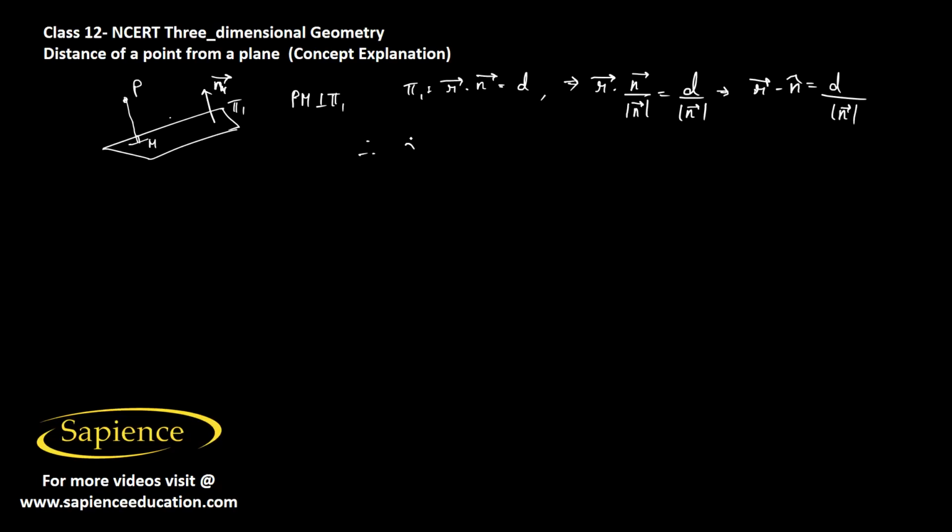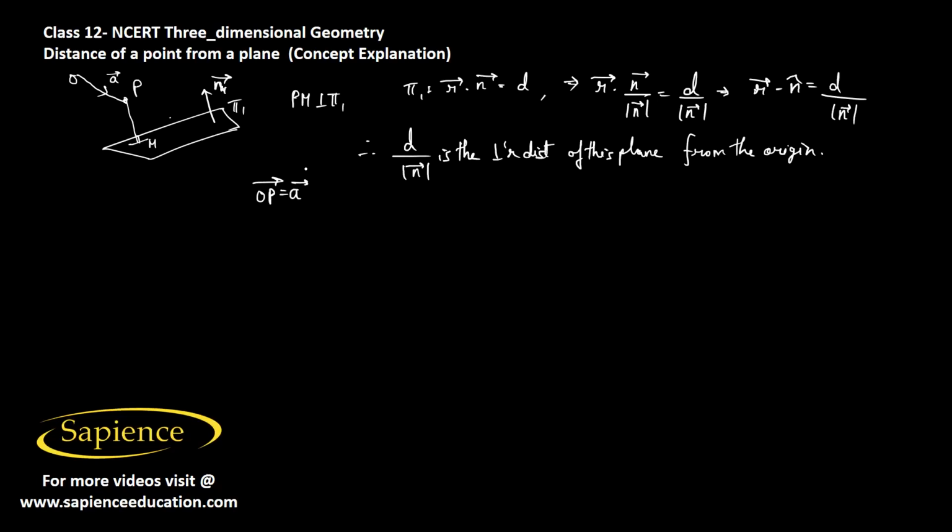Now d by magnitude of n vector is the perpendicular distance of this plane from the origin. Suppose the point P has the position vector from the point O, that is A vector, meaning OP vector is A vector. The given point is x1, y1, z1, so A vector will be x1 i cap plus y1 j cap plus z1 k cap.